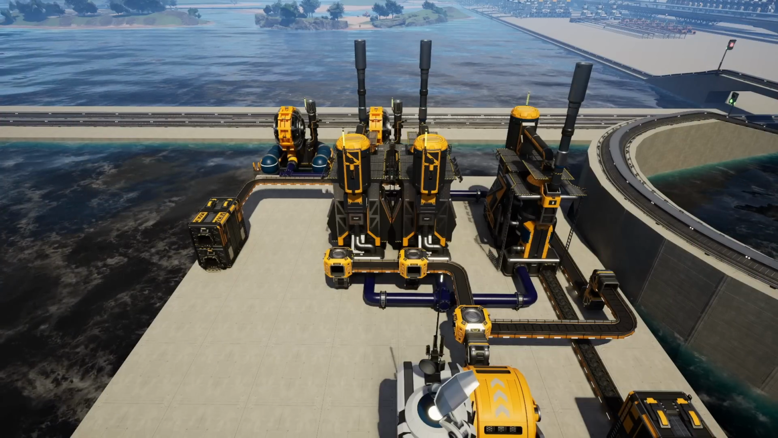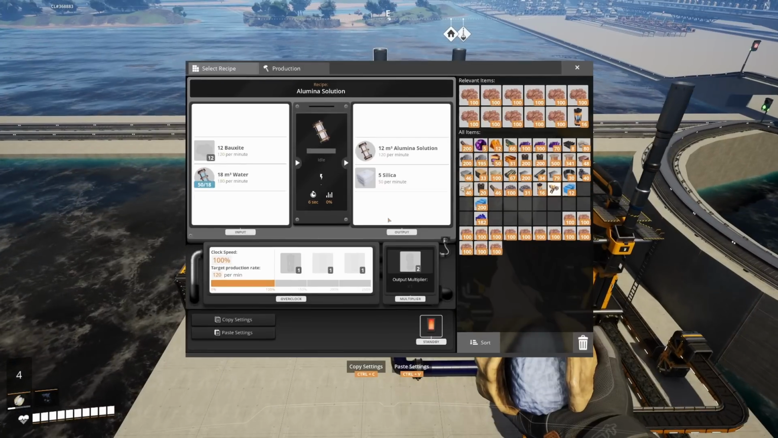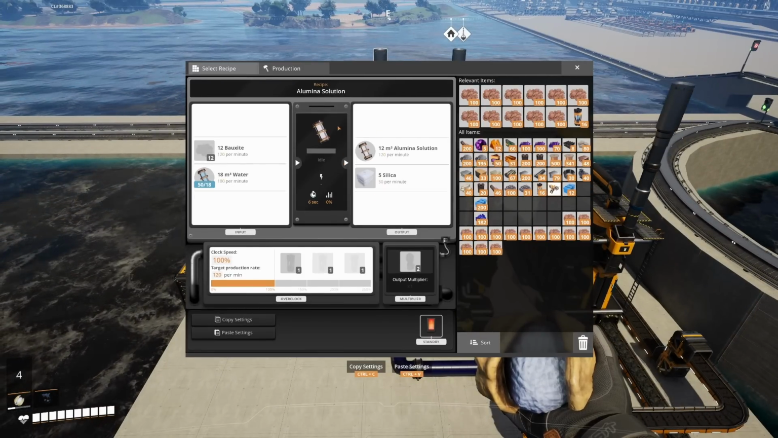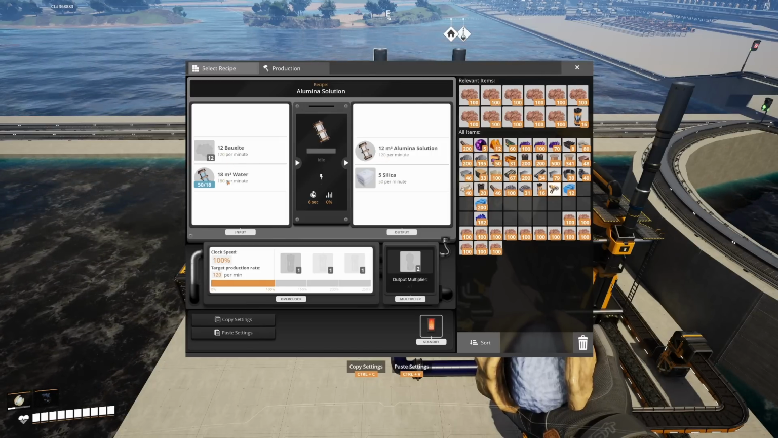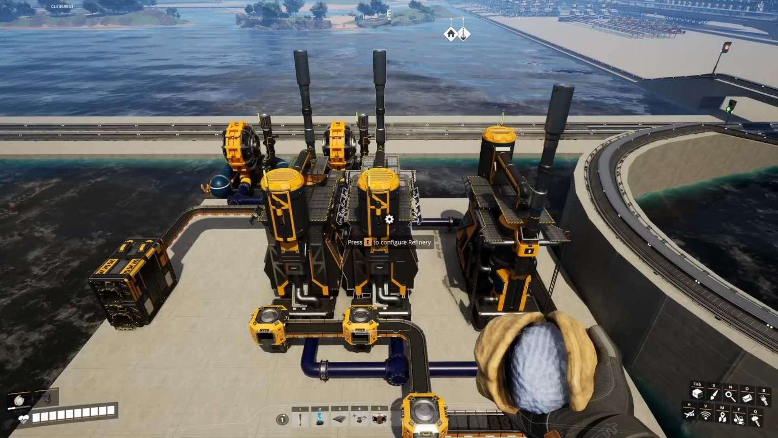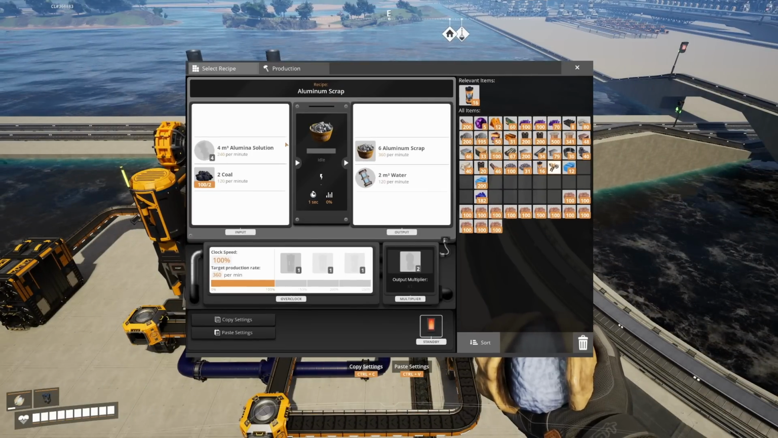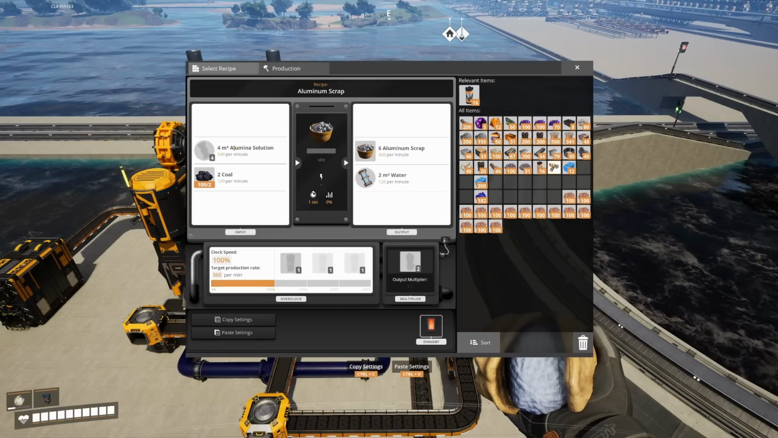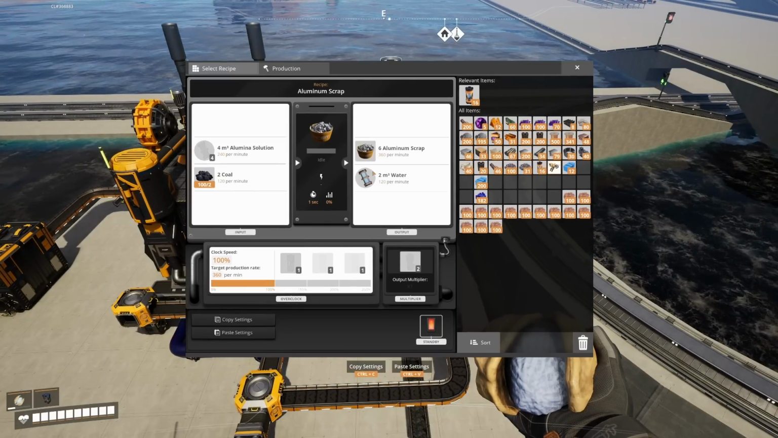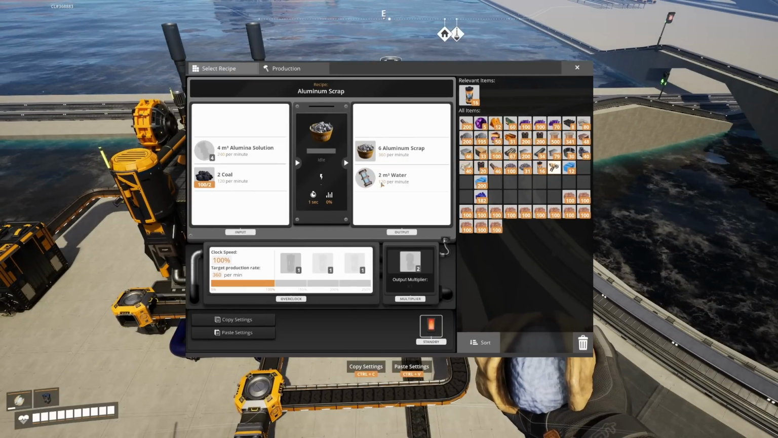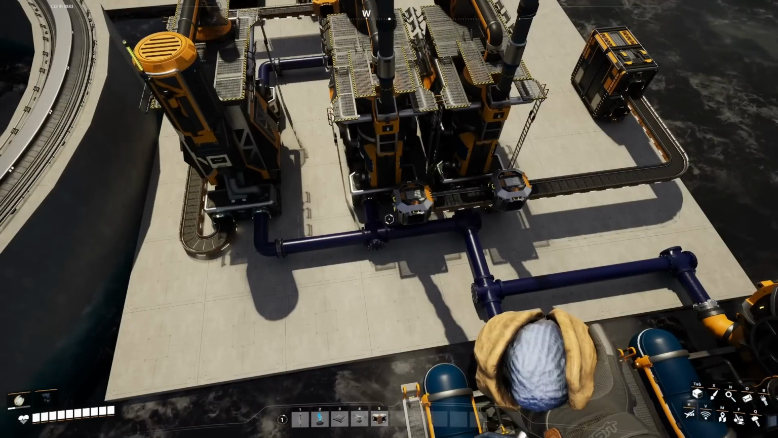And here we are with our little test setup here. So we're going to be running the same situation. We've got two alumina solution refineries. They're taking 240 bauxite per minute between them and need 360 water. And we have our aluminum scrap refinery here, which requires 240 alumina solution, which is the exact ratio from these two's output. And then we have the water, which is going to be recycled back into the system back here. So we're looping it back in.